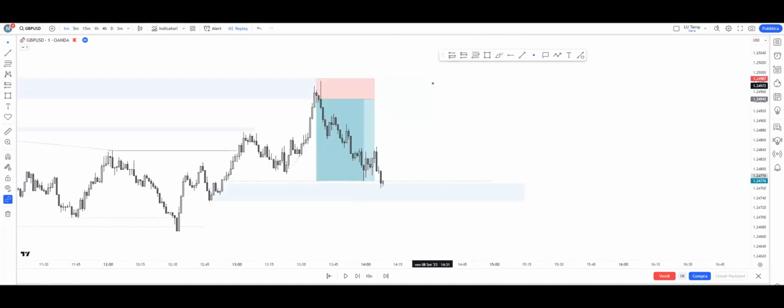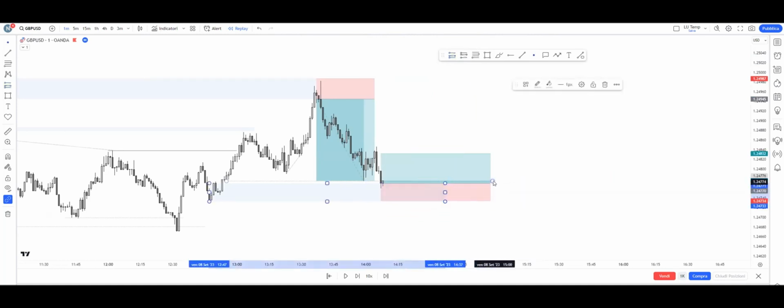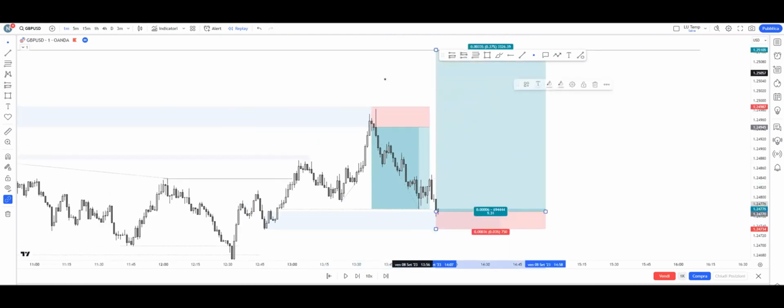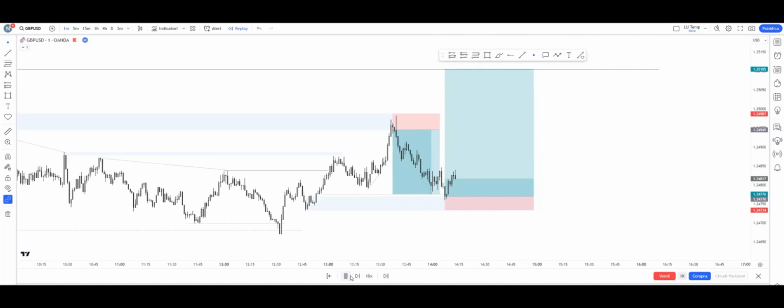Right, so here we have our long. So we can get, targeting our external, a pretty 1.5, and our overall target for 1.9. So let's see how this goes.